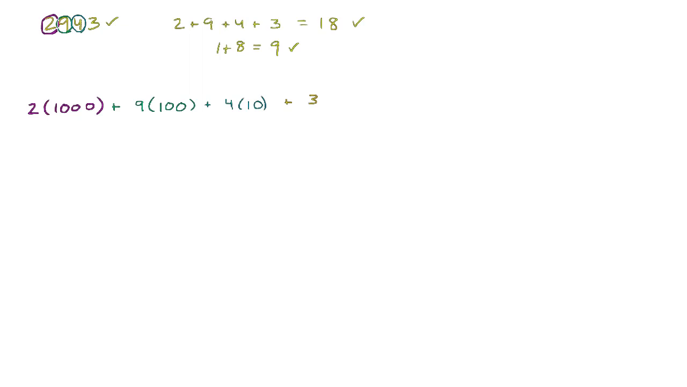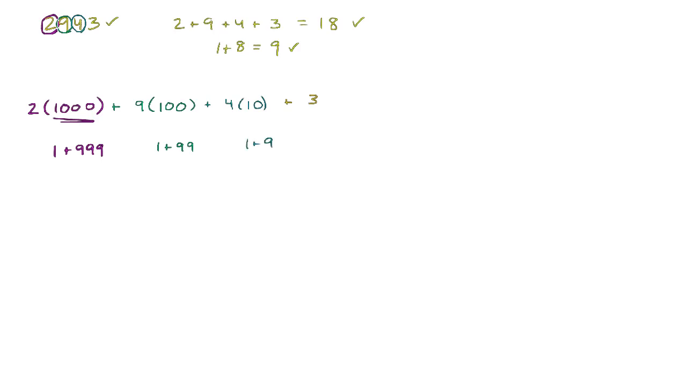This is literally 2,940 and 3, 2,943. But now we can rewrite each of these things, this 1,000, this 100, this 10, as the sum of 1 plus something that is divisible by 9. So 1,000 I can rewrite as 1 plus 999. I can rewrite 100 as 1 plus 99. I can rewrite 10 as 1 plus 9.